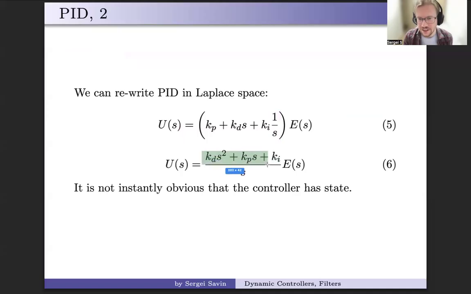Let us notice that this transfer function is unusual. The numerator has higher degree than the denominator. That's how you know it's not a plant. It is a dynamical system, it's just not a plant. Plants don't behave this way. Plants don't have numerators with a higher degree than denominators.